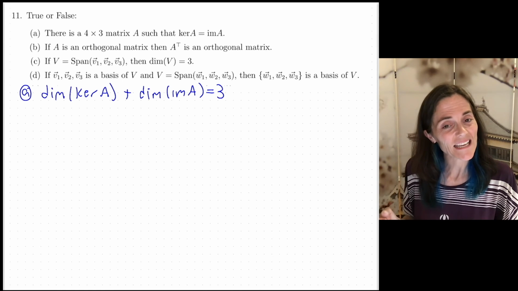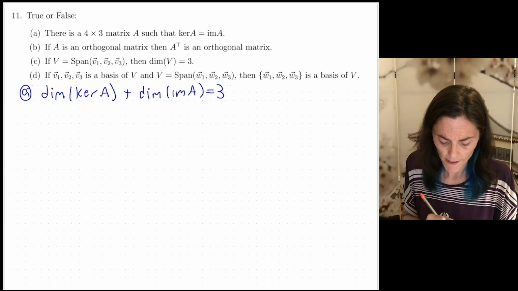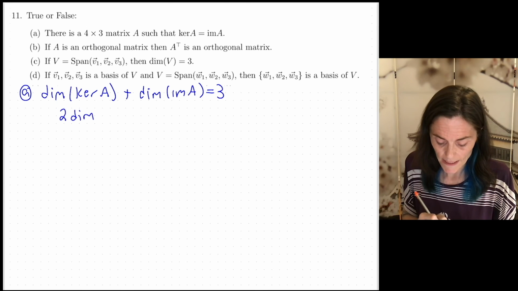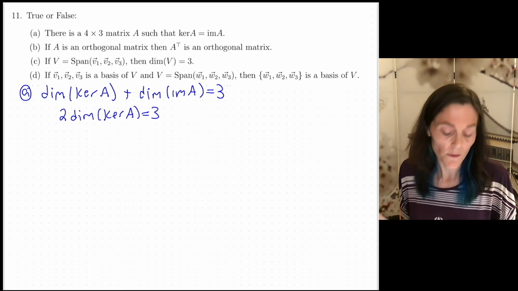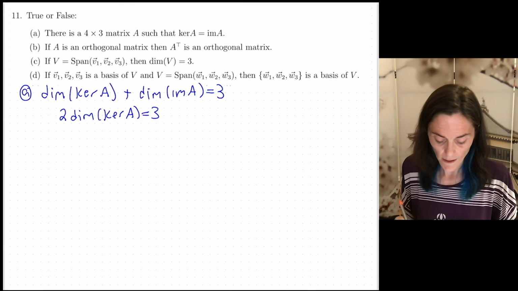Now, if these 2 subspaces are actually equal, then they have the same dimension. So for example, we would have to have 2 times the dimension of the kernel of A equals 3, and no subspace has dimension 3/2. So this cannot happen. This is false.